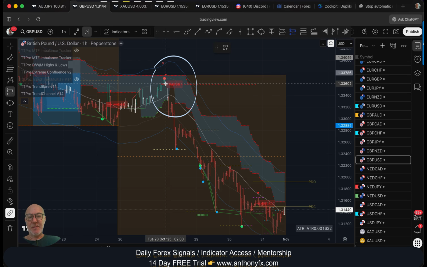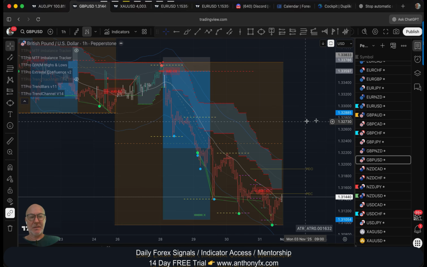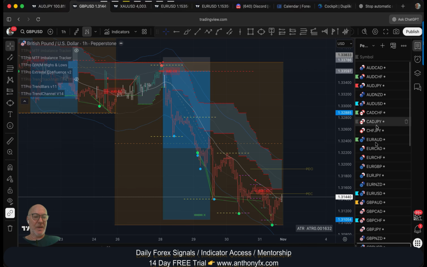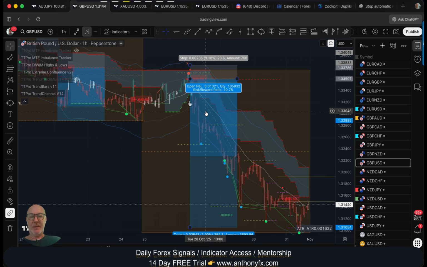Short position. Look at this one here. Look at that. End of the week. Look, 10R. Seriously. And that's just the pound dollar. You've got trades on everything here through the week. Okay. You've got two things going with these signals. One, you can take these yourself.